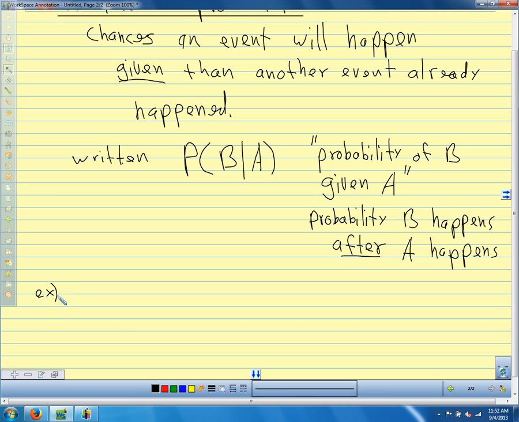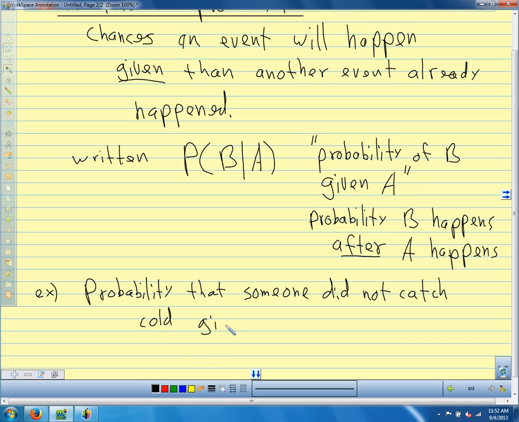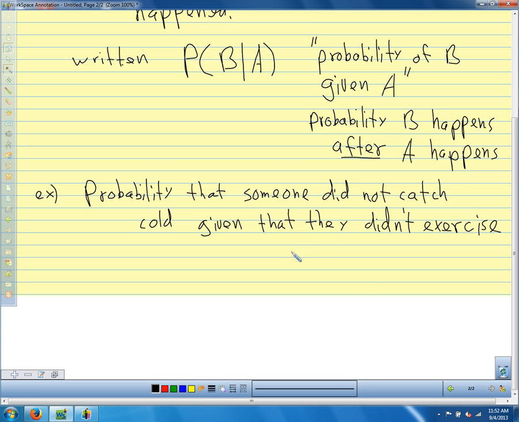So we're going to go back to our table and figure out this example. We want the probability... One kind of different thing about probability in math is there are a lot more words. It's true in geometry in general. So probability that someone did not catch cold, given that they didn't exercise. So we know already that they did not exercise. That's the given. That's what given means. We already know that.